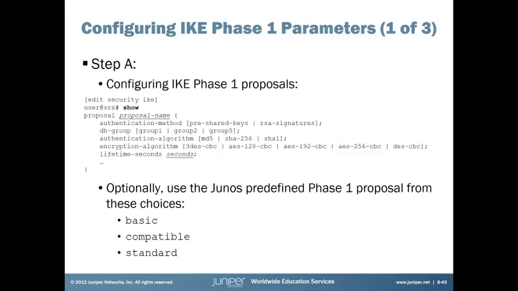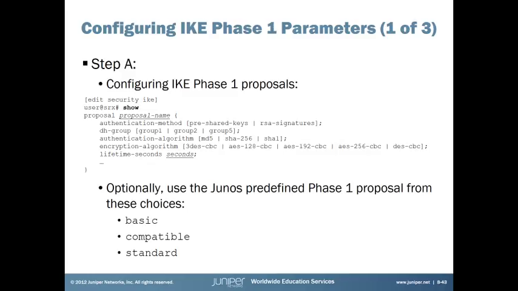Configuring the IKE phase 1 proposal. It is done under the security IKE hierarchy. We are going to set up a name for the proposal, a user-defined name. We're going to set up the authentication method: pre-shared keys or RSA signatures. We're going to choose a DH group, either group 1, group 2, or group 5. We're going to choose an authentication algorithm, either MD5, SHA-256, or SHA-1.